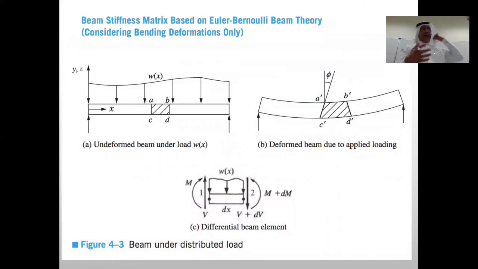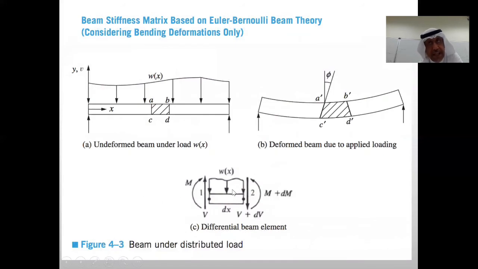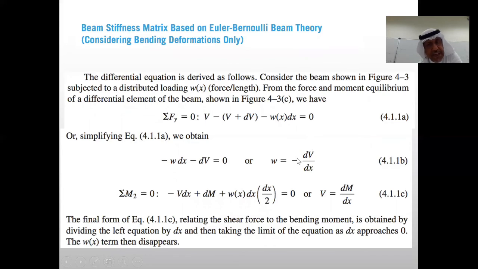So now we need to have a differential equation, right? Do you remember this? I think you remember that the shear equals the derivative of the moment, and the load equals the derivative of the shear. Using equilibrium, summation of y and summation of moment on this element, you get these two equations: the derivative of the shear equals negative of the load, and the derivative of the moment equals shear.